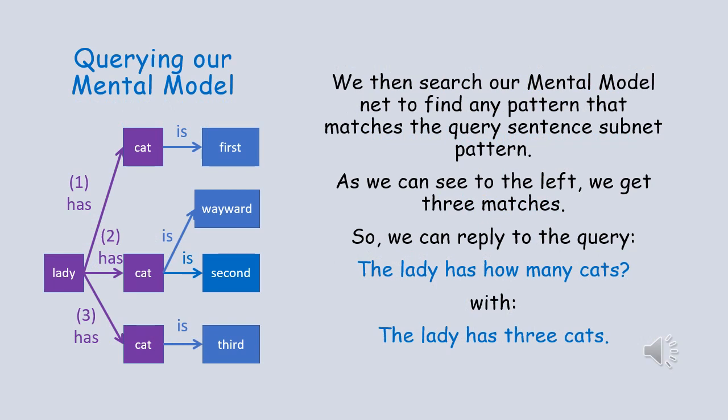We then search our mental model net to find any pattern that matches the query sentence subnet pattern. As we can see to the left, we get 3 matches, labelled 1, 2 and 3. So we can reply to the query, "The lady has how many cats?" with "The lady has 3 cats."